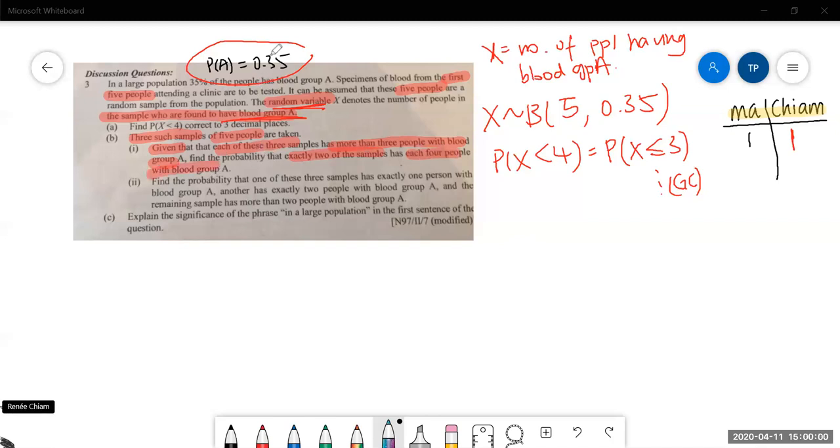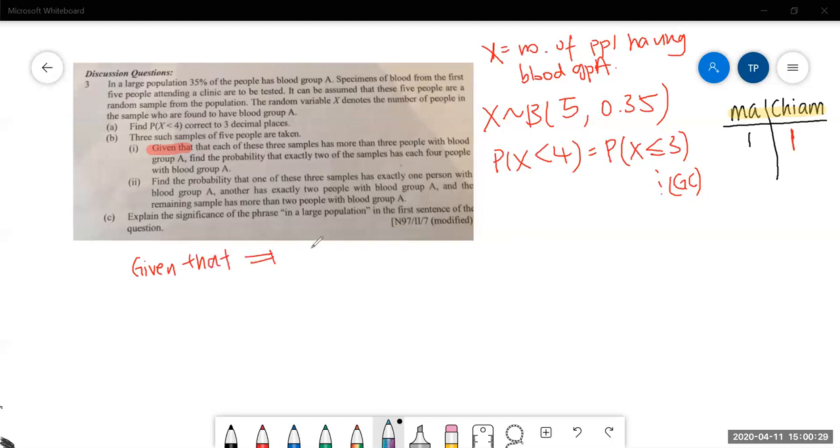Wow. What is the setter's intention here? They said given that. Whenever you see given that, right? Means what? Whenever they say given that, means what? It starts with C. Condition. Very good. So it's conditional probability.